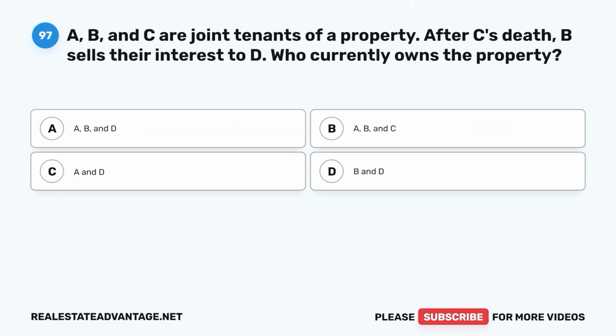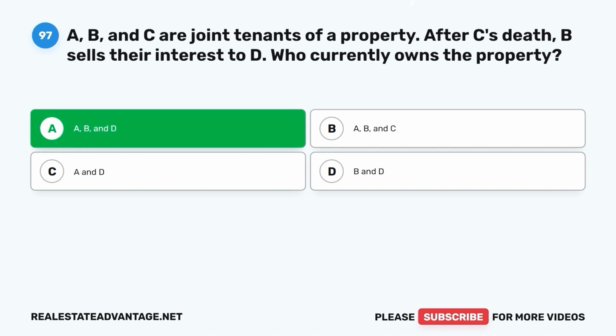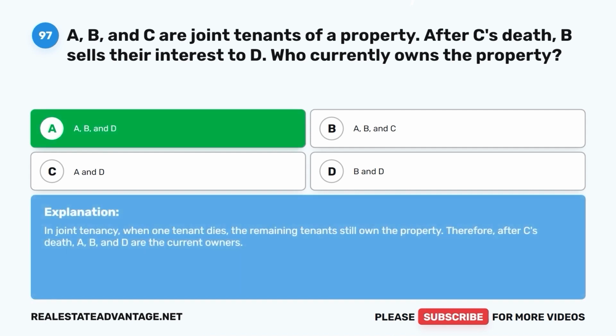Question 97. A, B, and C are joint tenants of a property. After C's death, B sells their interest to D, who currently owns the property. Who are the current owners? A, B, and D; B; A, B, and C; A and D; B and D. The correct answer is A, B, and D. In joint tenancy, when one tenant dies, the remaining tenants still own the property. Therefore, after C's death, A, B, and D are the current owners.